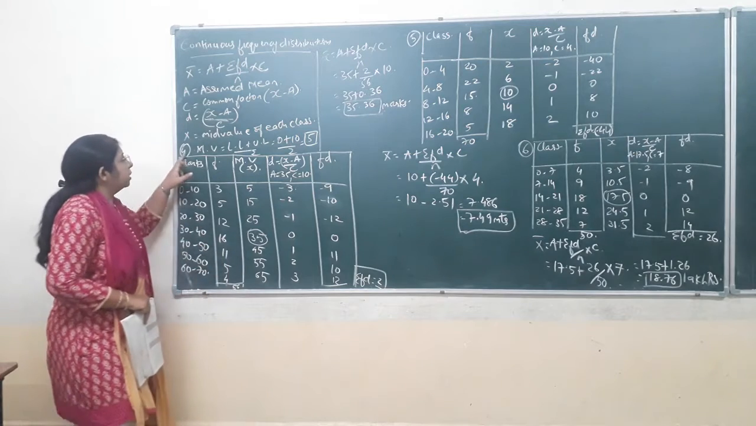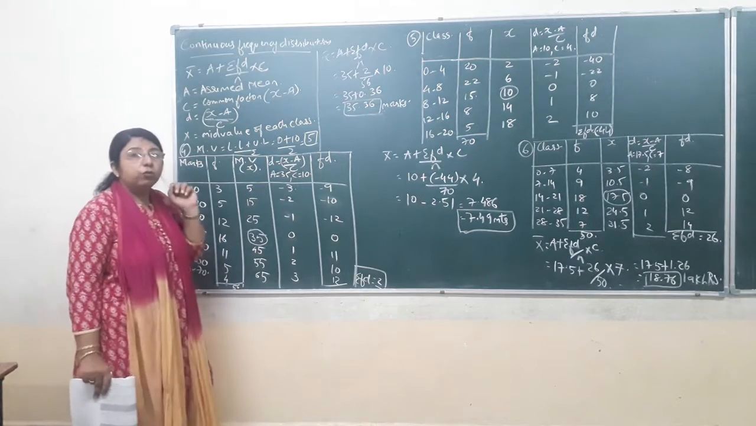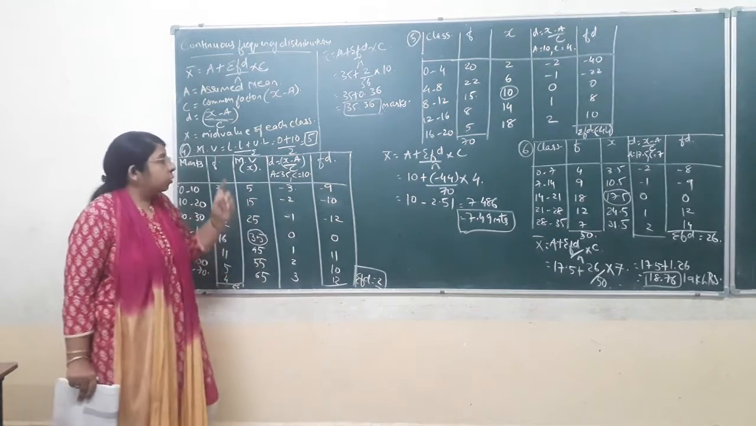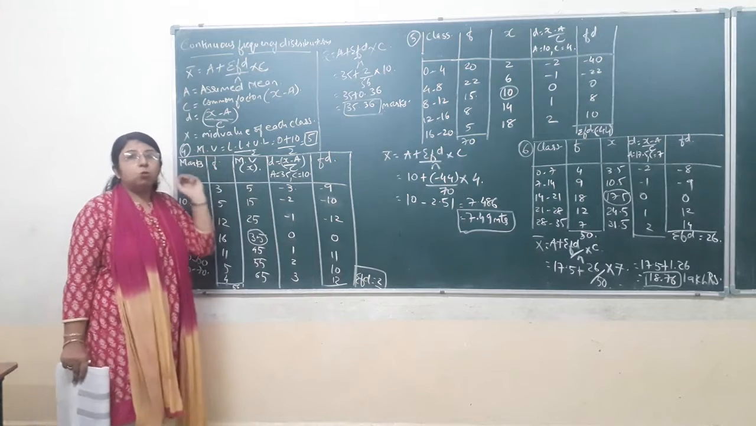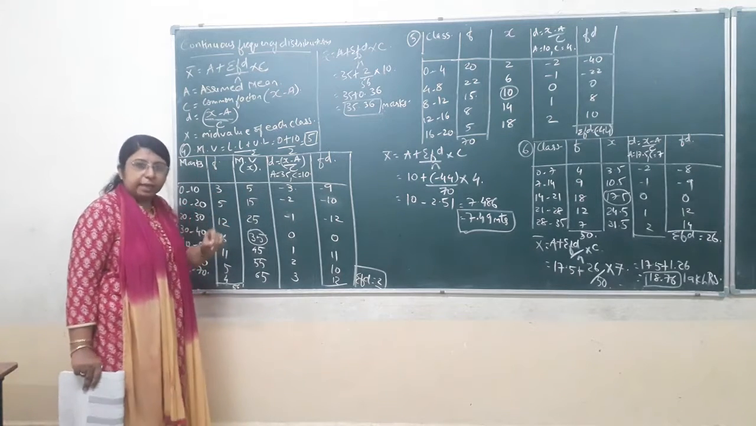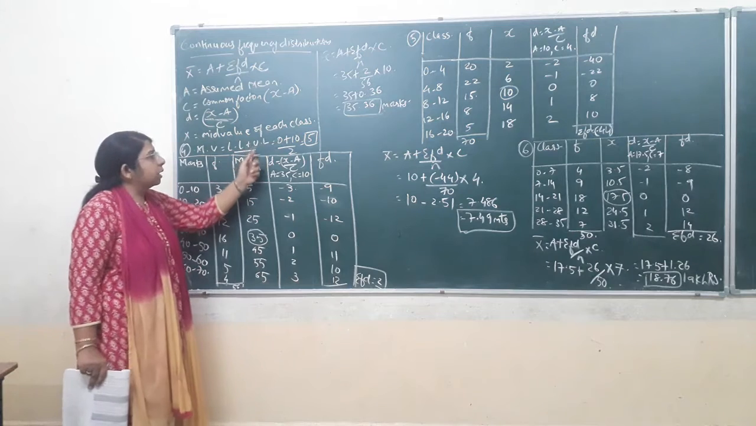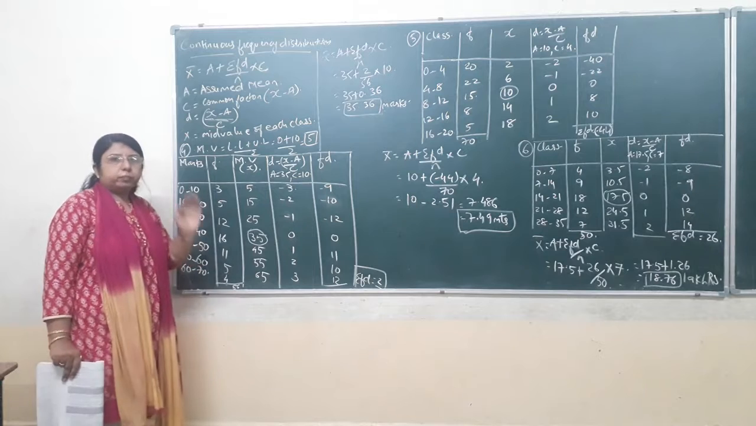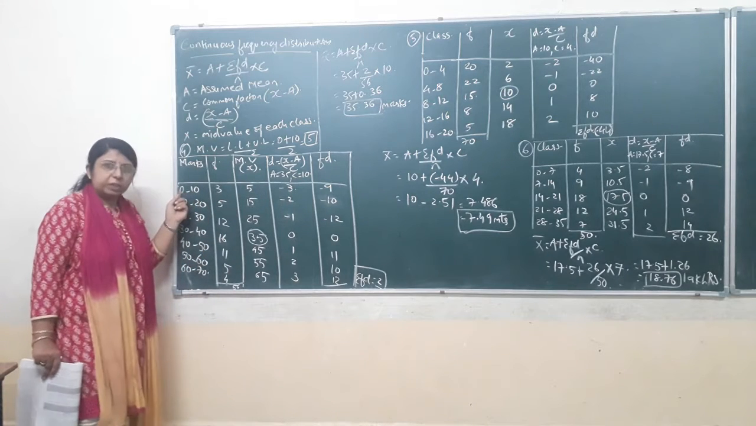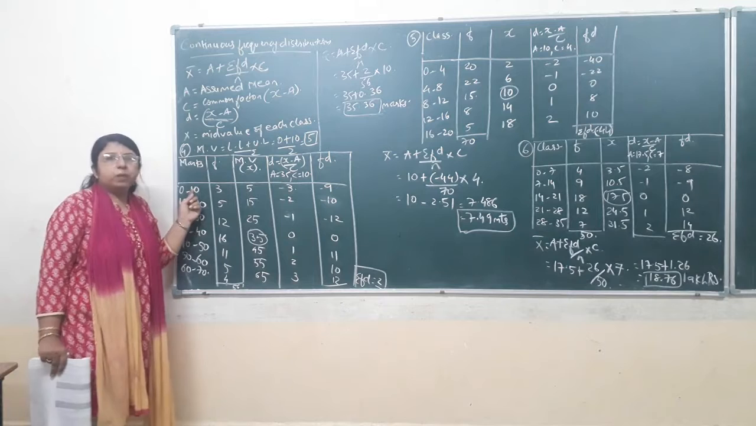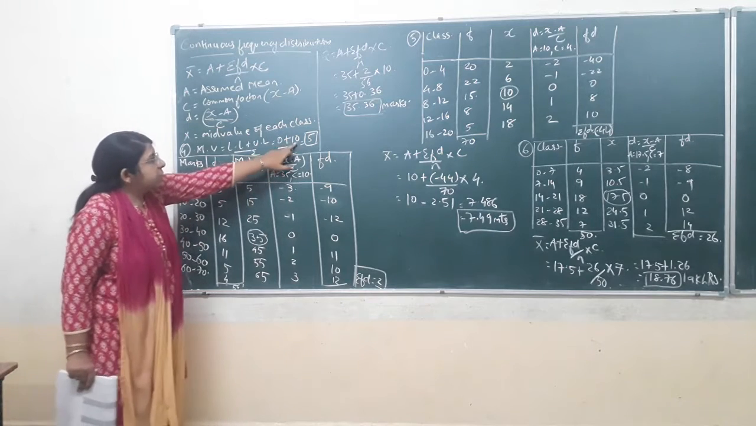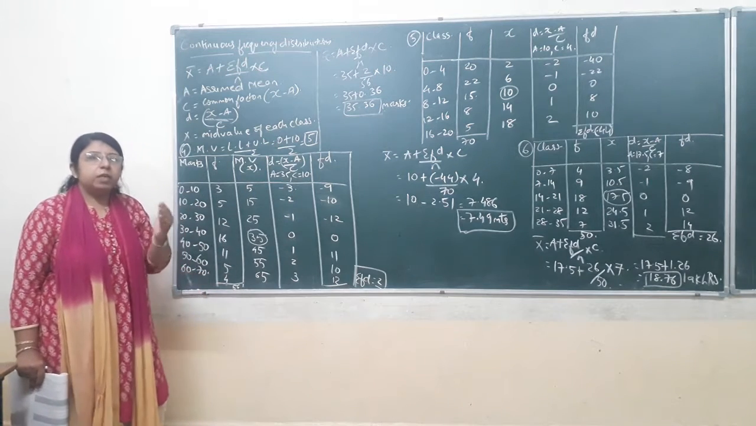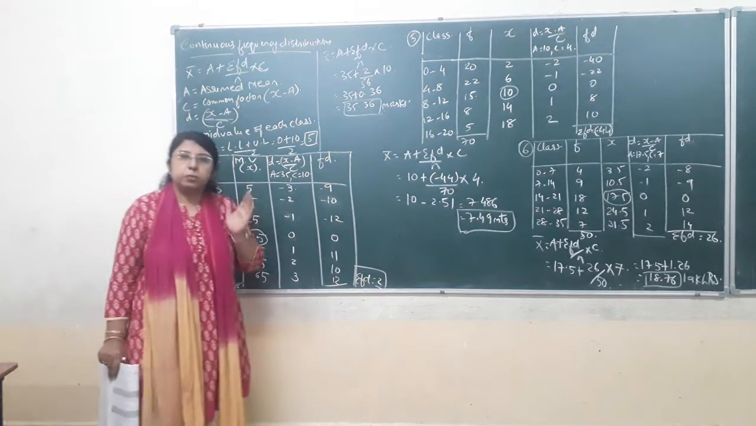Let us see it. You can see mid value. First of all, I told you to find the mid value. Mid value is denoted by x. In the previous chapter also we discussed how to find the mid value of each class, that is lower limit plus upper limit divided by 2. For the first class, the lower limit is 0 and the upper limit is 10. So 0 plus 10 divided by 2 is equal to 5. In the same way, you can find the mid value of each subsequent class.